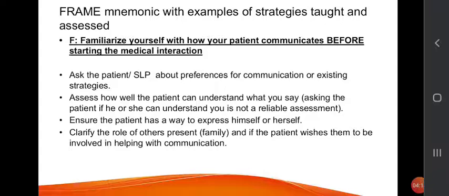Clarify the role of others present, like the family, and whether the patient wishes them to be involved in helping with communication. As explained before in the slides, it's a common practice that you ask the patient and the family members or caregivers just try to jump in and help them out. It's a wrong approach, because this is going to demotivate the patient. So do explain what the role of primary caregivers is here, and where the patient needs to express himself, he needs appropriate reaction time. Tell the family members not to get involved in the assessment until asked to.